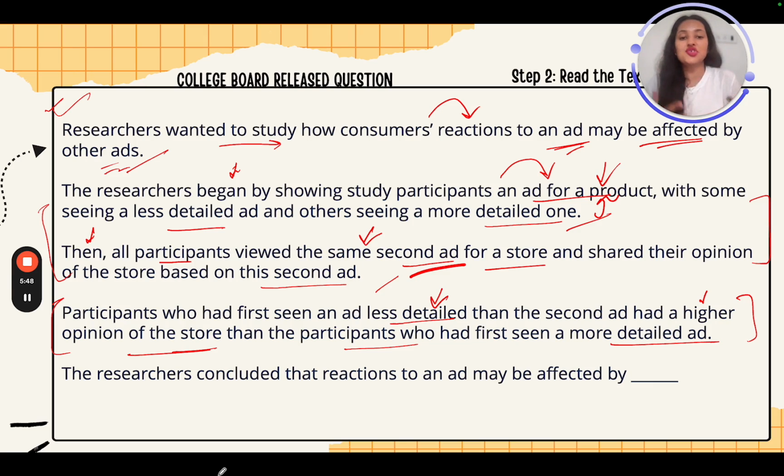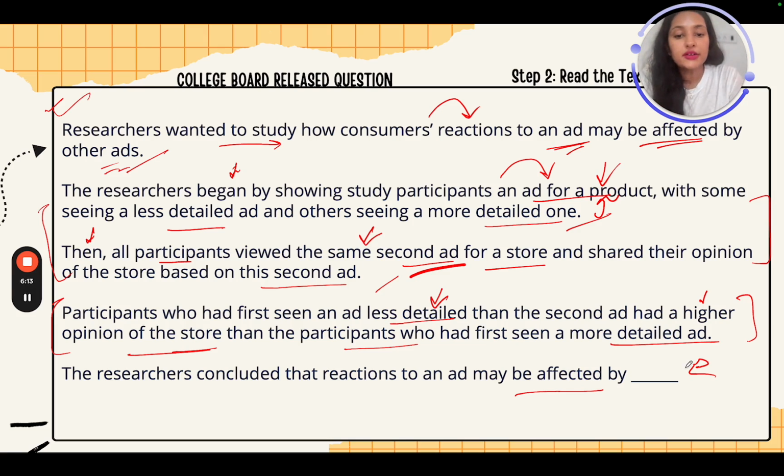Right, their opinions changed for the store, right? That is how the two sentences are placed, and that is what they're trying to say. The last sentence: the researchers concluded that reactions to an ad may be affected by... So now what are you looking for? You're looking for an answer to the question: what is it that's affecting the reactions of these participants to the ad that they saw?